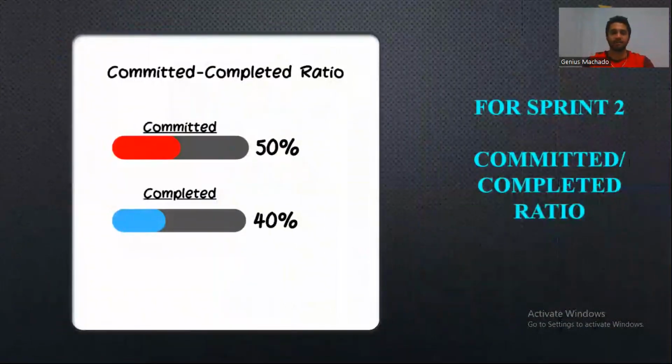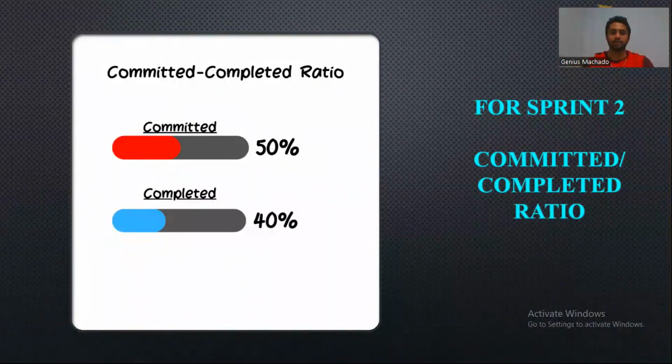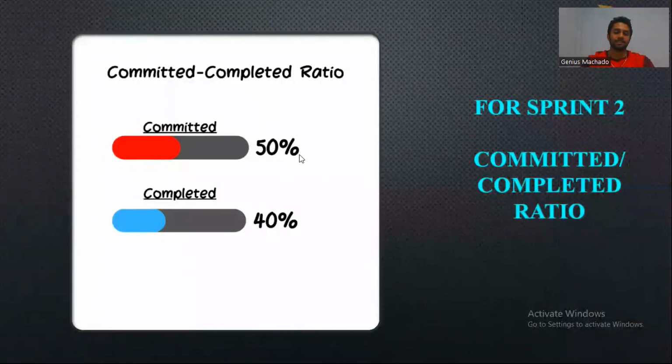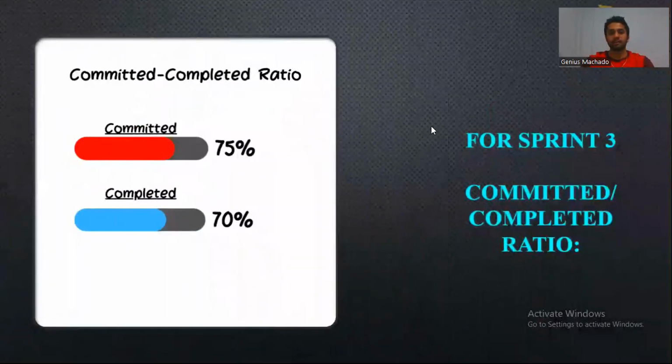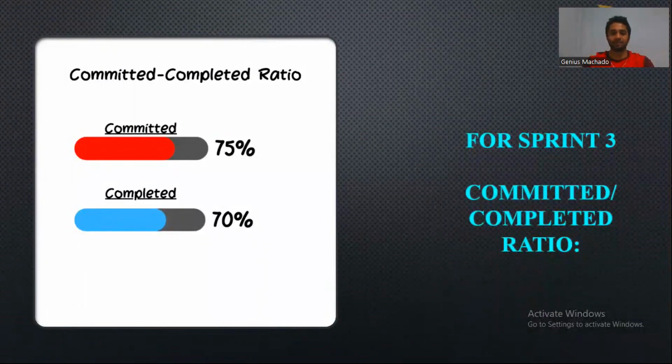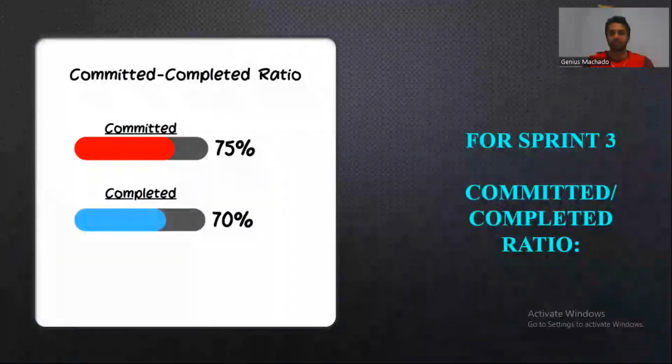Now, committed and completed ratio. This one specifically speaks to sprint 2, where we had an expectation of 50 user stories, but we were able to work on 40. And the same for sprint 3, where we had a committed ratio of like 75%, but we were able to work out about 70%.